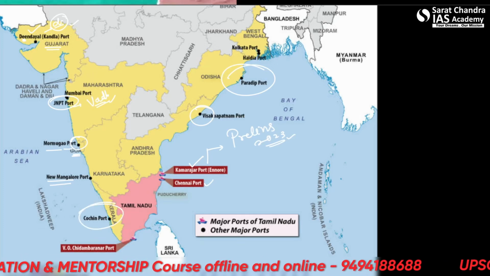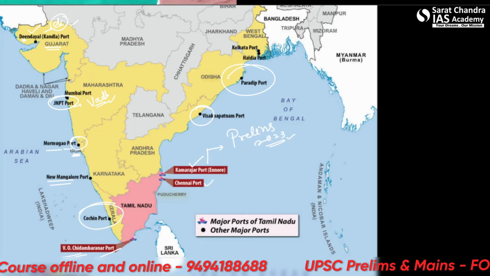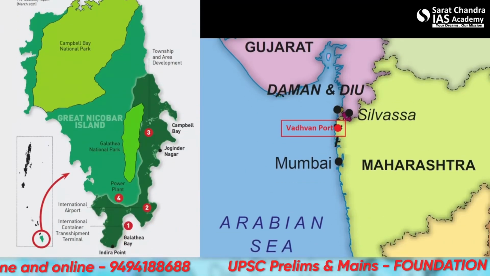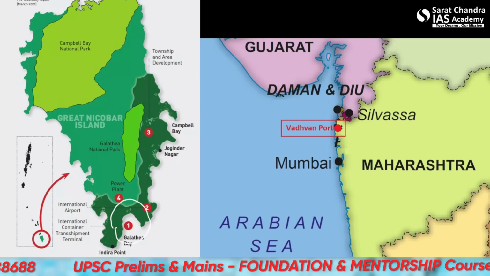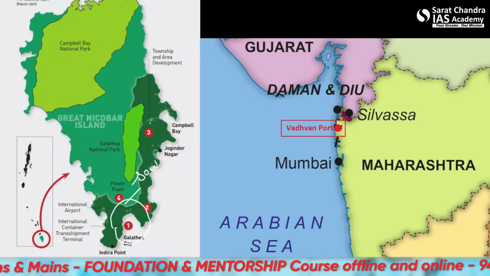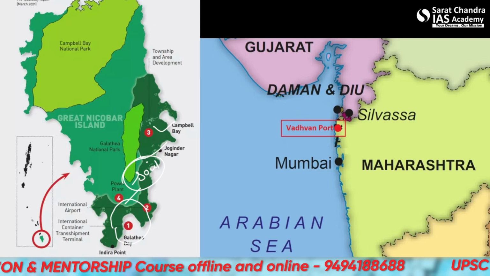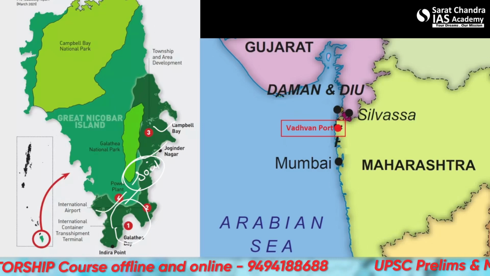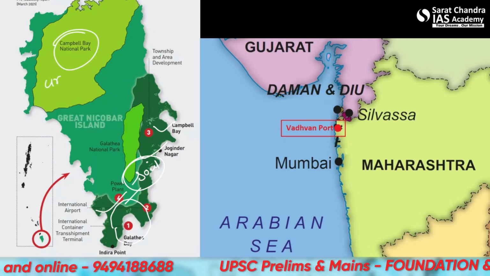So Cochin port here. All right. So all these are very important ports. This is VO Chidambaram port. Let's move forward. And this Galathea Bay was much in news last year. It is in the Andaman and Nicobar Islands. So please remember, it is on the southernmost side of the Andaman and Nicobar Islands. And there are other bays as well, the Campbell Bay, the Joginder Nagar, as well as the Galathea Bay. The Galathea Bay is very important. And Campbell Bay National Park is also in the Great Nicobar Island.